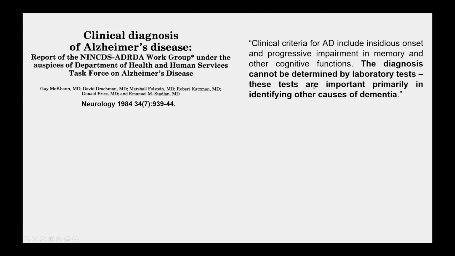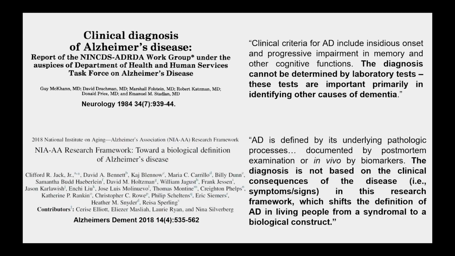The diagnosis cannot be determined by laboratory tests. Those tests are really important primarily in identifying other causes of dementia, like medical causes, vitamin deficiencies, et cetera. Fast forward to 2018, and these are new criteria that were put out by the National Institute on Aging and the Alzheimer's Association, which totally take this concept and turn it upside down.